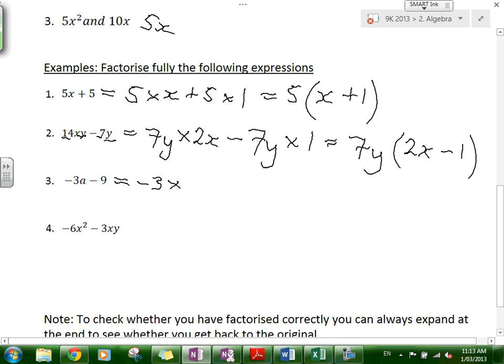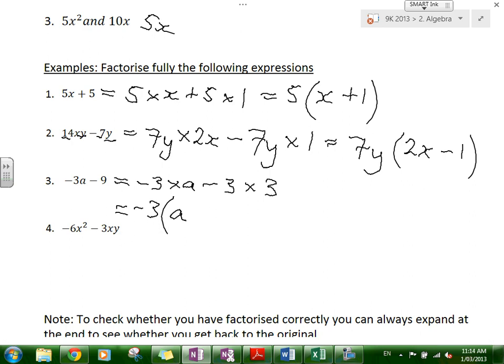Minus 3 times a minus 3 times 3. Oh, sorry, that's 3. Okay? Now, if we take out the minus 3 and put it at the front, what's left in our first term? Just a. And then if I take out the minus 3, what's left for my second term? 3. Is it going to be a positive or a negative 3? Positive 3. Because positive times a negative is a negative, so it's going to be plus 3. Minus 3 bracket a plus 3. So that's the way we do this example.